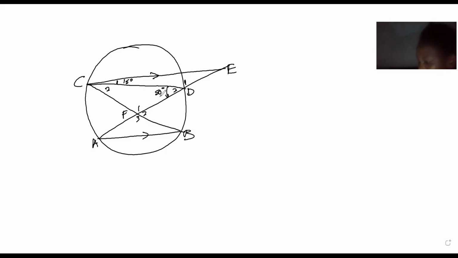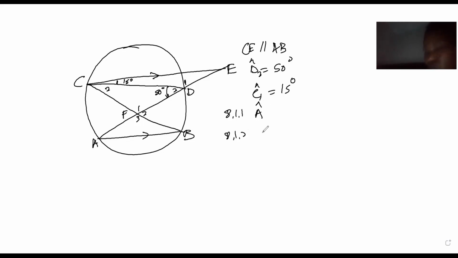Okay. Right. So you are given this, and they're telling you that CE is parallel to AB. I've shown that on that, and you're given that angle D2 is 50 degrees. Also C1 is 15 degrees. Then they're asking you to determine the values of angle A and angle C2. The first one, 8.1.1, they want you to get the value of angle A. And then 8.1.2, they want you to get the value of C2. Let's see.